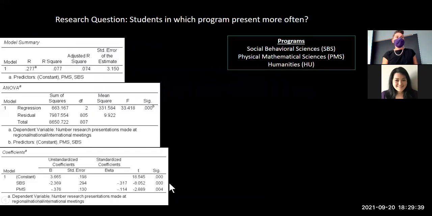So to do that, I haven't talked to you at all about how this works. So sorry, we'll see how you do. What I have here is students in the social behavioral sciences, students in the physical and mathematical sciences, and then I have the constant. What's the constant going to be? Yeah, whoever's in humanities.